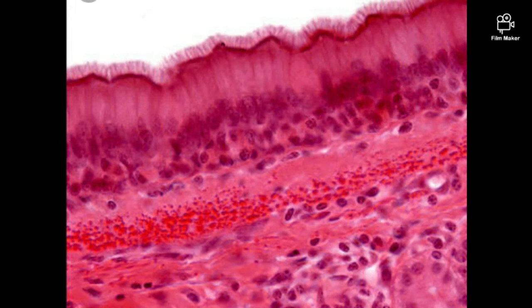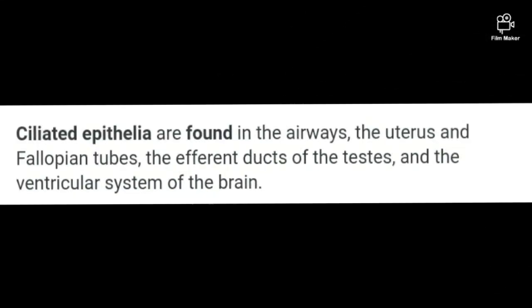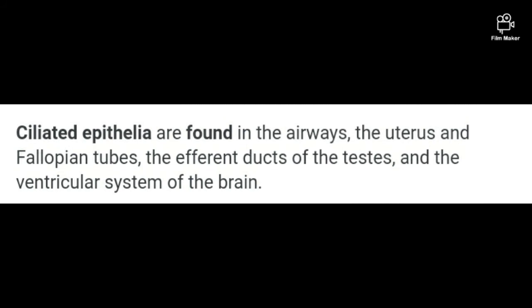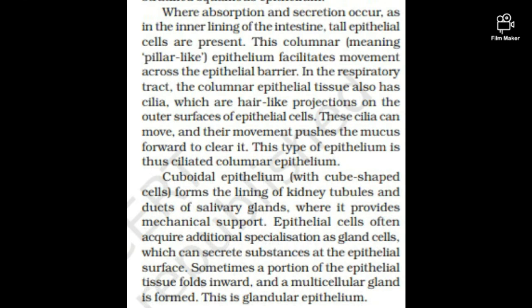These are the ciliated epithelia. Ciliated epithelia are found in the airways, the uterus and fallopian tubes, and the efferent ducts of the testes and the ventricular system of the brain. There are the columnar epithelium also, and they are placed where the absorption and secretion function occurs. So they form the inner lining of intestine. Tall epithelia are called the columnar epithelia.